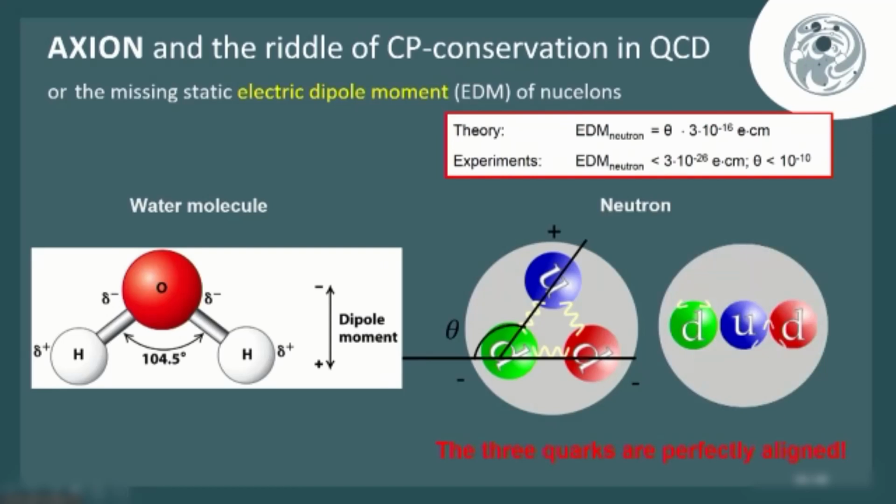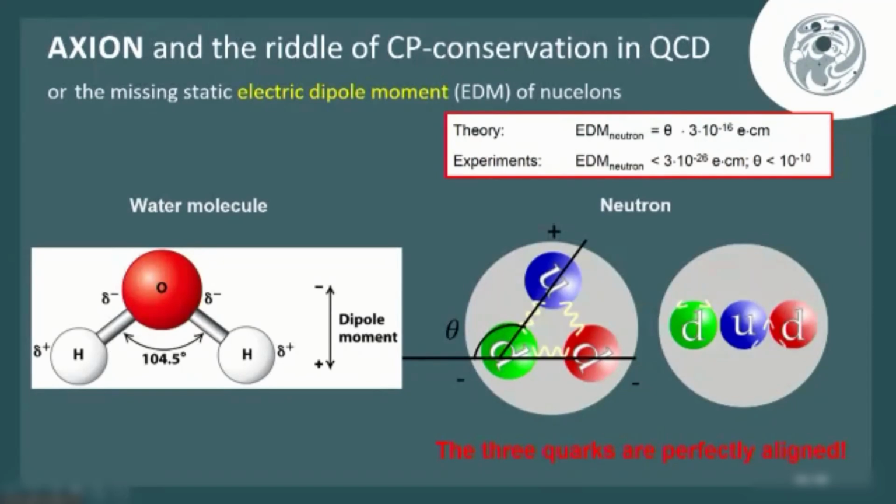Therefore, the picture is wrong, and the quarks in a neutron or a proton are displayed like this. They should actually sit on a line and perfectly cancel each other's charges. So this is odd.